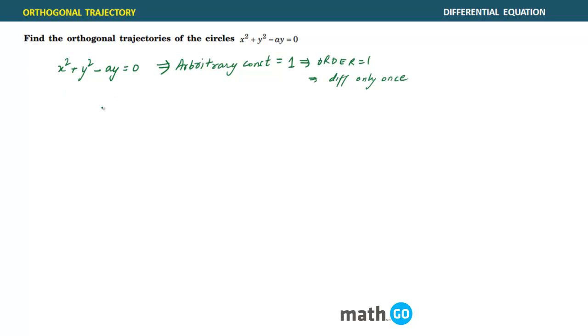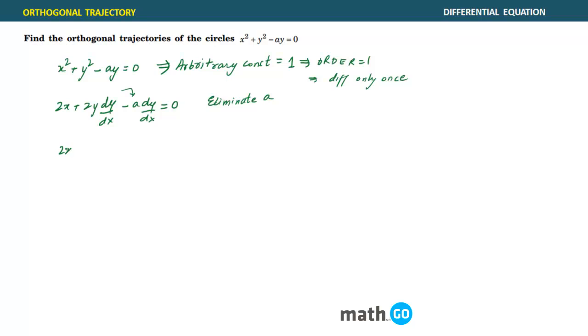So let's differentiate it. What you will get is 2x plus 2y dy by dx minus a dy by dx. But here you still have a, and your target was to eliminate a. You can eliminate a by putting the value of a back from the original relation.